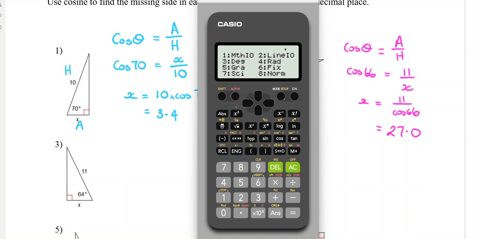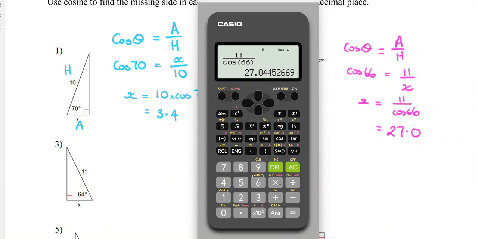For shift mode, press 3 for degrees. You're in 4, which is radians. So you will press 3 for degrees, and you should have a little D on the top. Yes. And now it should work. If you reset your whole calculator, that should set it back to degrees as well.